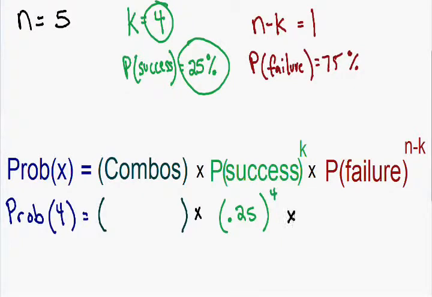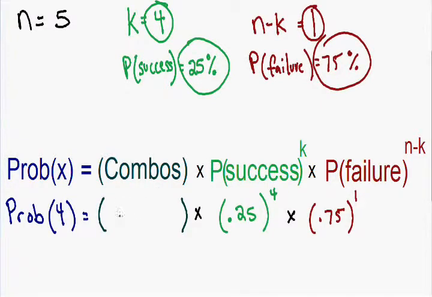And this is all multiplied by the probability of failure, which we know is equal to 75%, or 0.75, with the number of failures in the exponent, n minus k. And we know that the number of failures is equal to 1, so I'm going to put that 1 in the exponent.